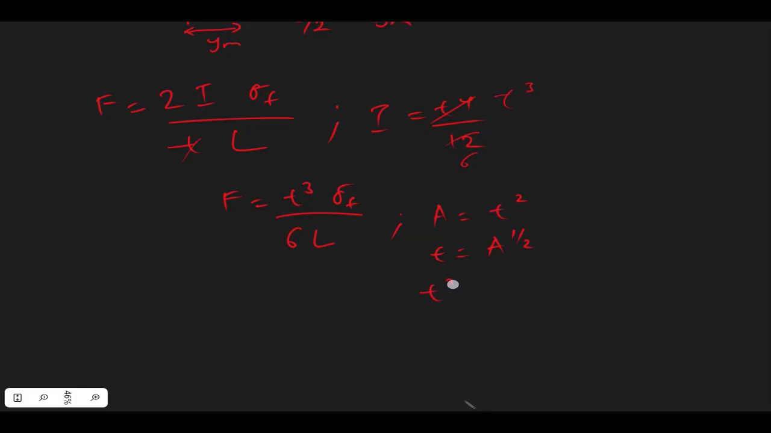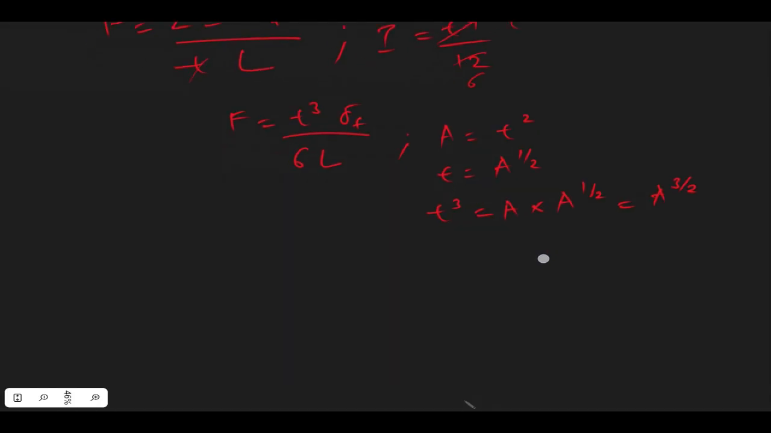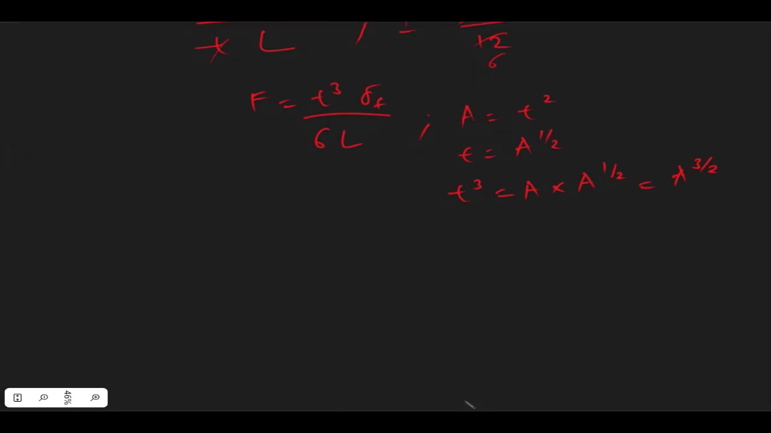Therefore, thickness raised to power 3 is equal to area times area raised to power 1 divided by 2, which is equal to area raised to power 3 divided by 2. So we now put this into this equation. That means F will now be equal to area raised to power 3 divided by 2, times the stress divided by 6 times the length. So this is our formula.